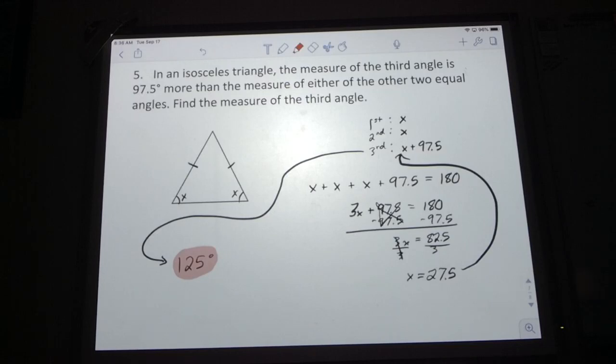Okay? What I'm drilling into your head over and over again is plug that x in. Plug that x in. Because people all the time give me that 27.5 as their answer. We have to always reread that problem. Okay?